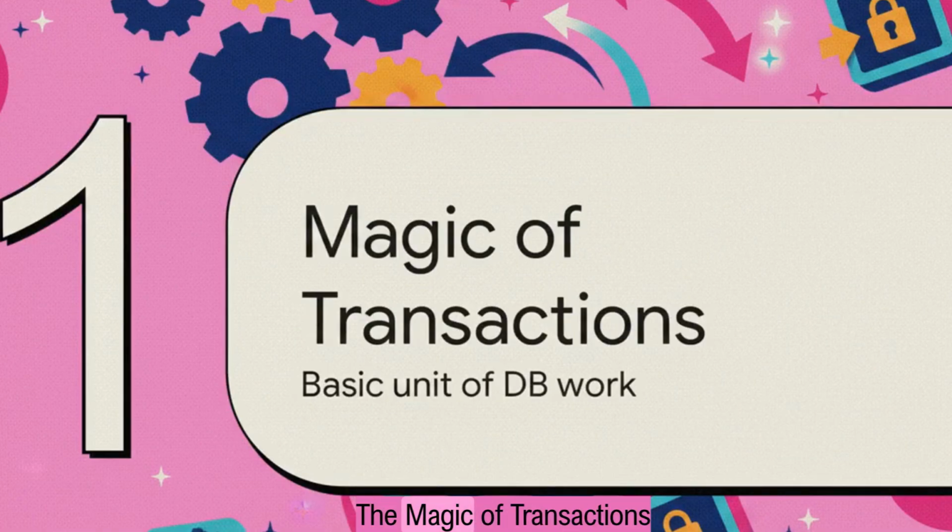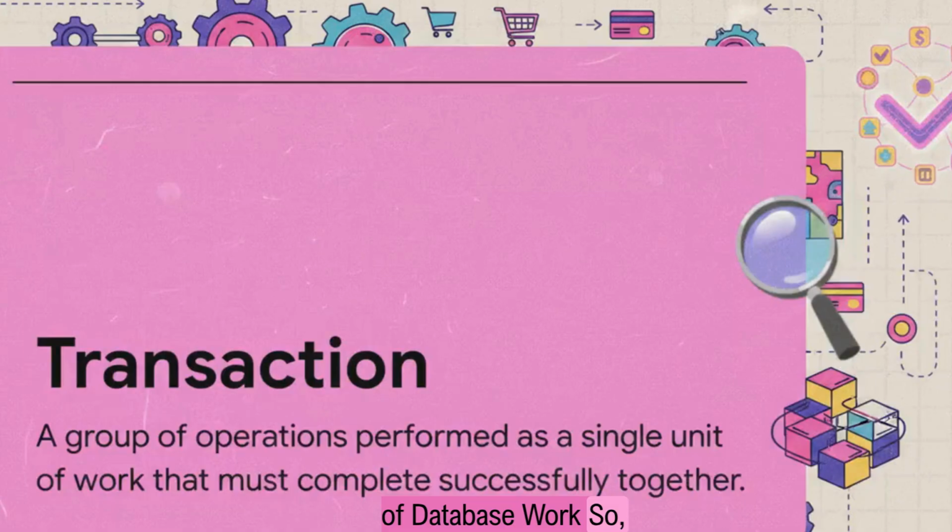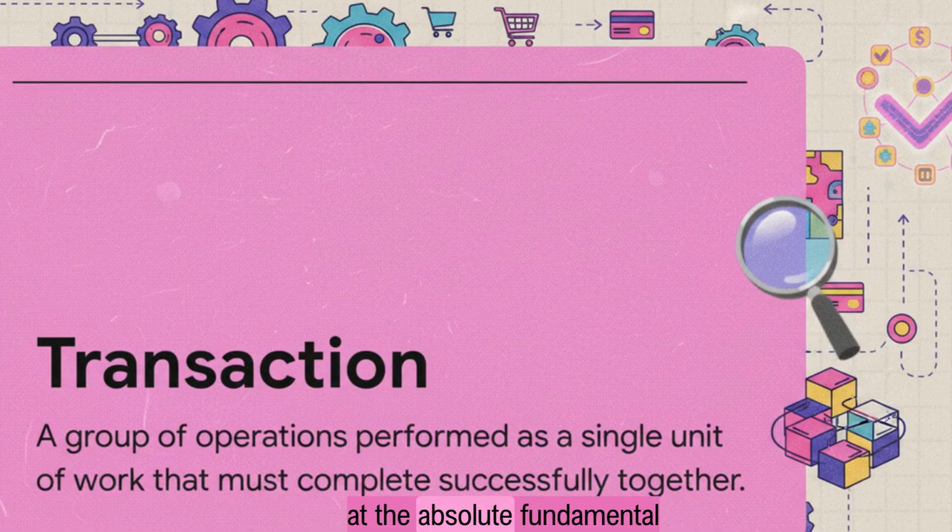Section 1. The magic of transactions and understanding the basic unit of database work. So to really grasp how our data stays secure, we first need to look at the absolute fundamental building block of all database operations. A transaction isn't just one isolated action. It's actually a sequence of operations chained together that absolutely must succeed as a single unit. If you've ever thought hitting pay was just one step, well, think again. It's a bundle of steps that have to act as one indivisible entity.